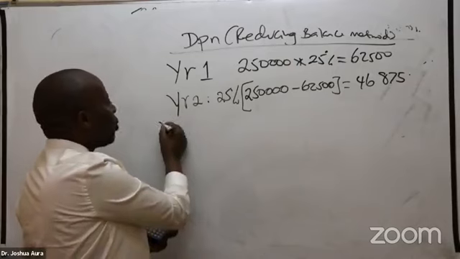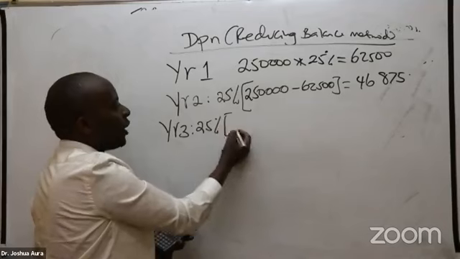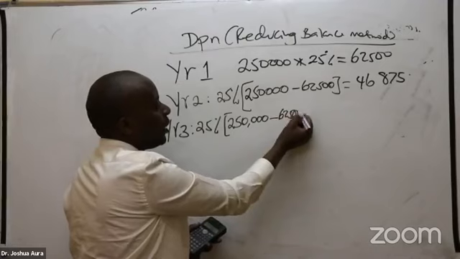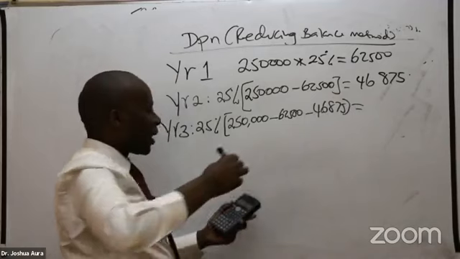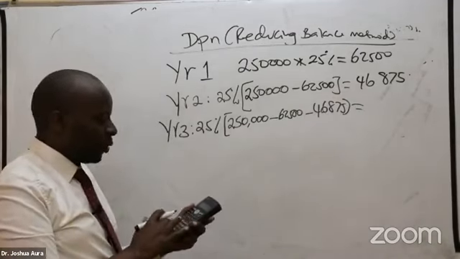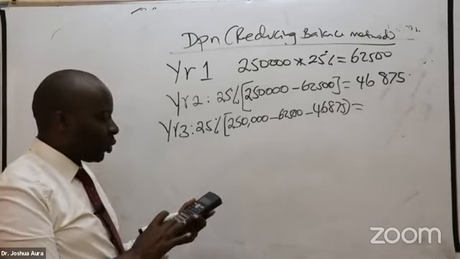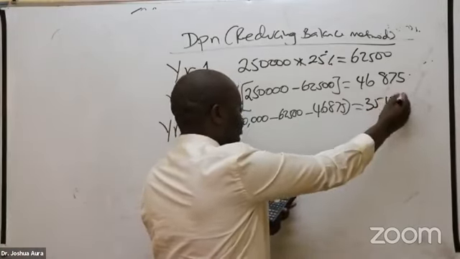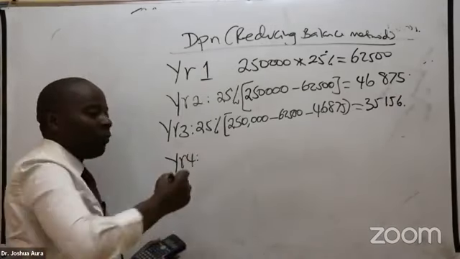46,875. Let's go to year number three. So year number three, what do we have? We have 25% of the reduced value. Reduced value here is 250,000 minus 62,500 minus what it lost in year two, which was 46,875. So subtract like that. So we have 250,000 minus 62,500 minus my answer there, whatever I get, times 0.25, which will end up giving me 156, like that.